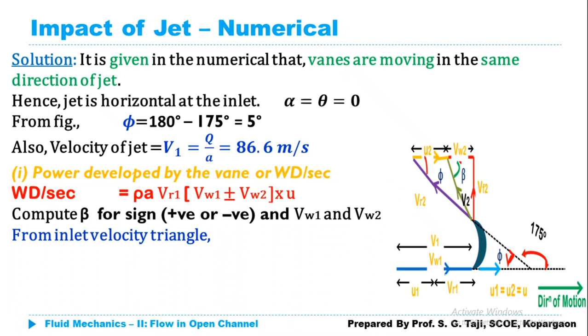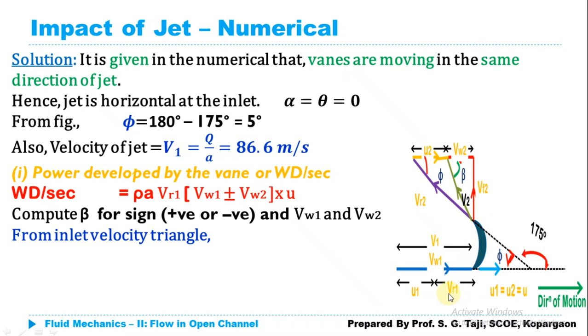So from the inlet velocity triangle, how can we compute beta? We know that tan of beta is equal to VW2 upon VF2. We need to compute this VW2 and VF2 by using this angle phi, which is given. U2 is also given. So once we compute this VR2, we can simply compute VW2 and VF2. VR2 will be equal to VR1 because it is frictionless. We are going to neglect those frictions.